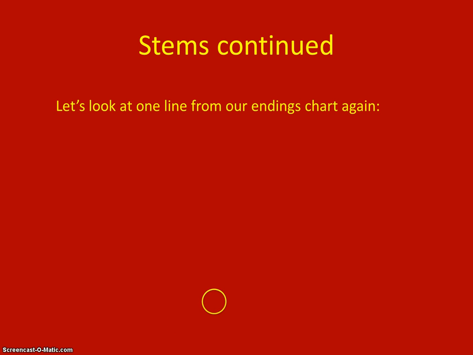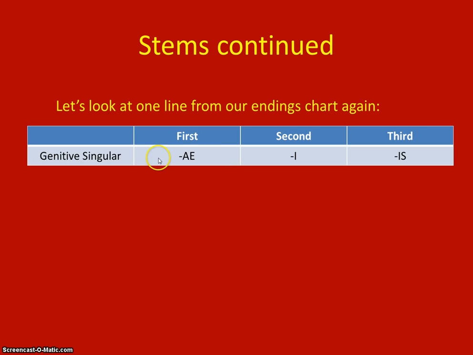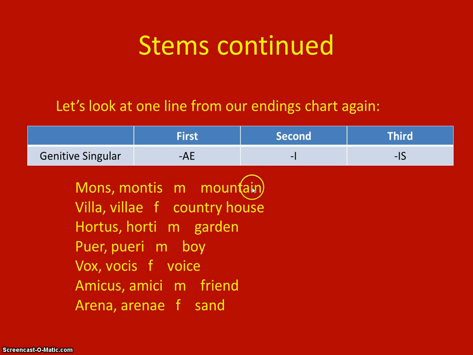Okay. Let's take a look at that line from our chart again. Here's that genitive singular line. It was the second line on your chart. Okay. Here's a bunch of nouns. If you look at mons, montes, masculine, mountain, the second word is your genitive. You'll see right here your genitive ending is -is, so you're going to remove that to find your stem.